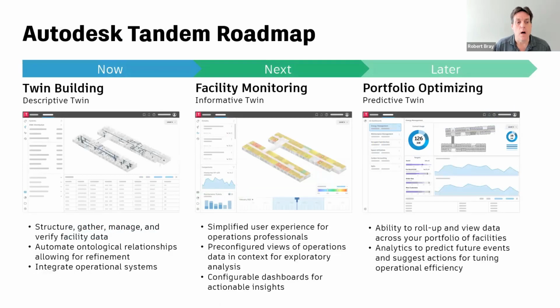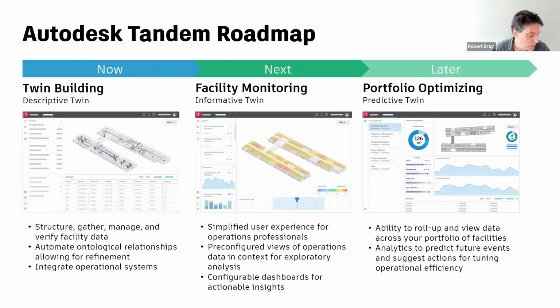As we think about our roadmap, we're building into these phases of, first and foremost, focusing on this idea of twin building. We've been working on this for a couple of years. Those who have been following us know this journey quite well. We continue to invest heavily in twin building. How do we structure, gather, manage, and verify all of that facility data? How do we automate the ontological relationships, allowing for refinement, but getting as much as we can from the BIM data and the design and construction data? And then, of course, adding those operational system connections.